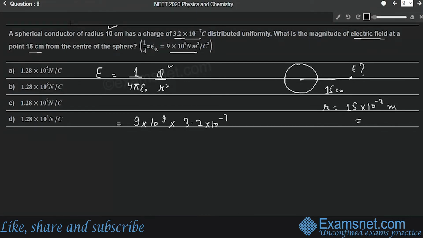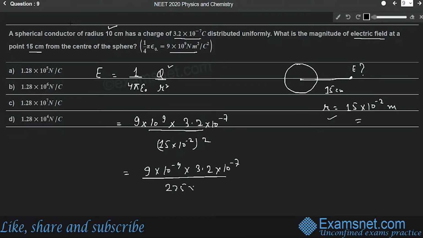Okay, divided by distance square. So this is 15 into 10 to the power minus 2 square. Let's find the square of 15 into 10 to the power minus 2. So the numerator will be written as it is and the denominator will be 225 into 10 to the power minus 4, right?